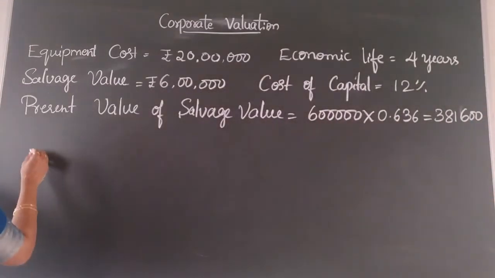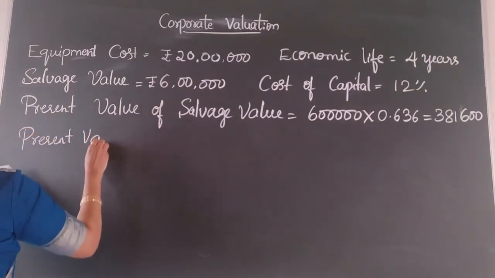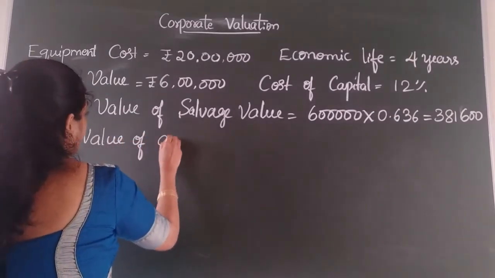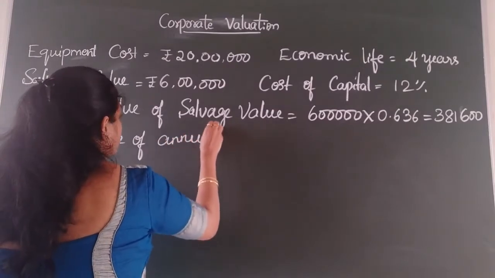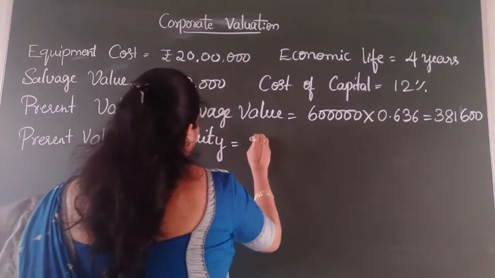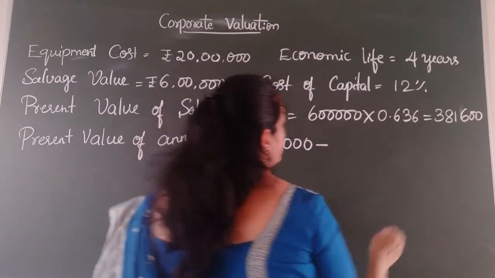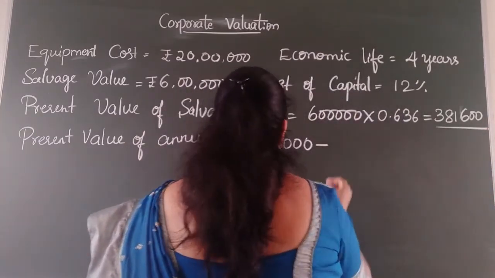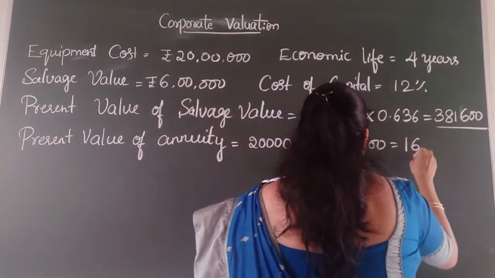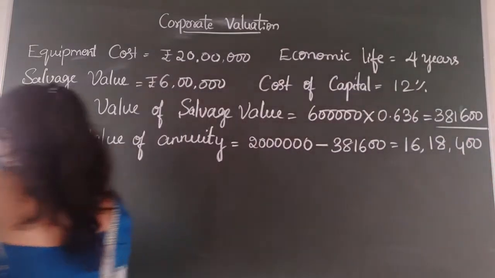So, present value of annuity is equal to 20 lakh, the equipment cost, minus 3,81,600, the PV value of salvage, which gives you 16,18,400 as the present value of annuity.